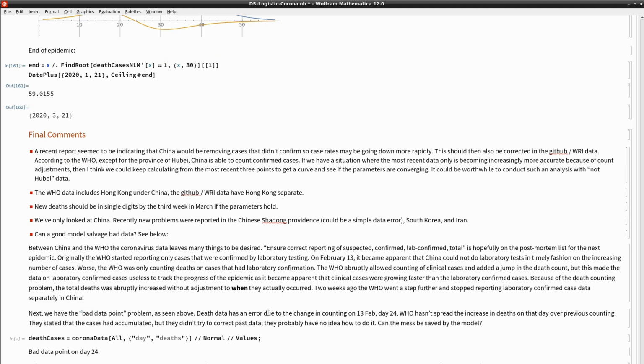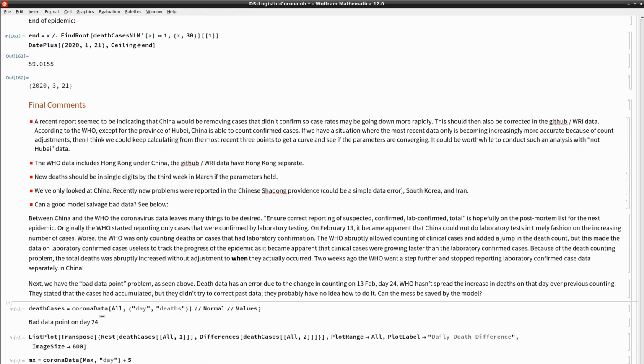Next, we have this bad data point problem, as we've seen above. The death data has an error due to the change in counting on the 13th of February, our day 24. The WHO hasn't spread the increase in deaths on the day over previous counting. They just stated that the cases had accumulated, but they didn't try to correct the past data. They just added one total to that current day. They probably have no idea how to do that. So the question now becomes, can the mess be saved by the model? So here's my answer to that question.